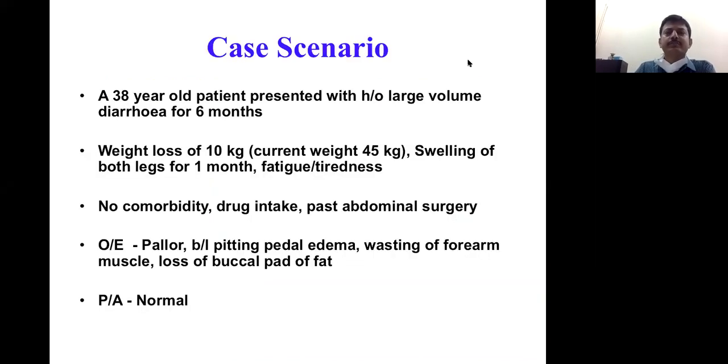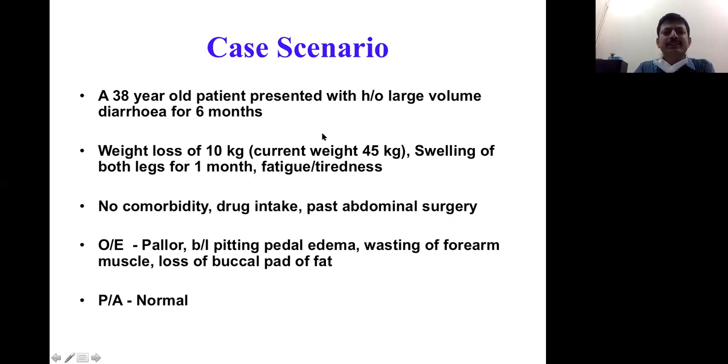So basically, this is a 38-year-old patient who has come to us with history of large volume diarrhea for 6 months. And the patient has also lost about 10 kilograms of weight. Patient is having swelling of both the legs for 1 month. Patient feels fatigued and tired. There's no history of any comorbid illness, any drug intake, or any abdominal surgery. Examination shows that the patient has pallor. There is bilateral pitting pedal edema. Patient also has wasting of forearm muscles, and there's loss of fat in the form of loss of buccal pad of fat. Abdominal examination is unremarkable.